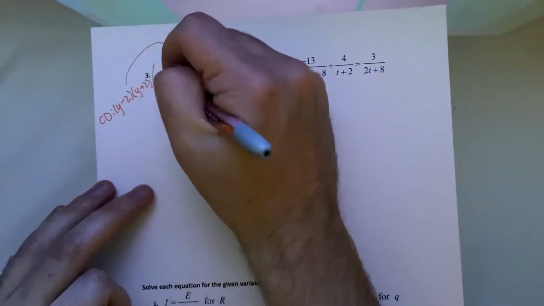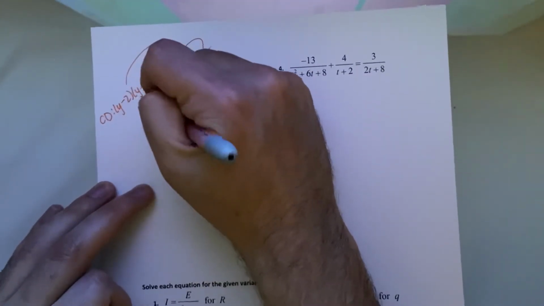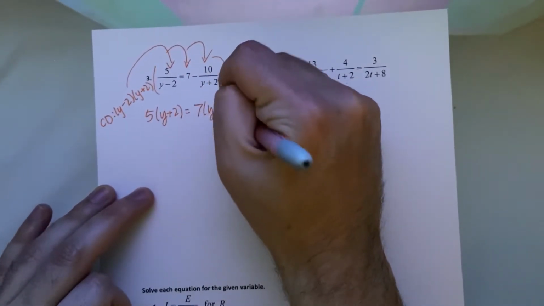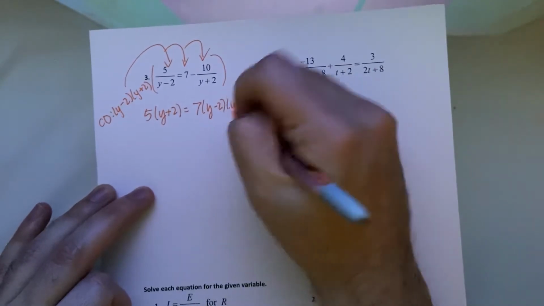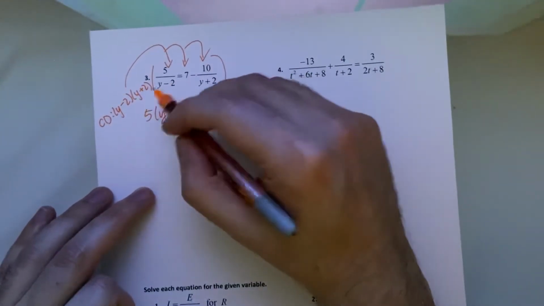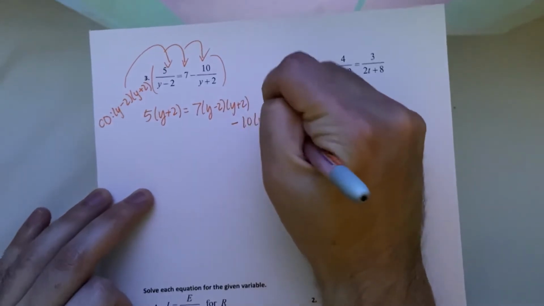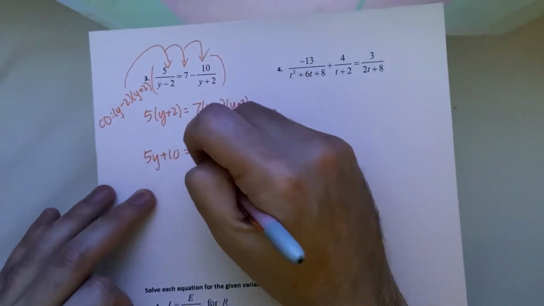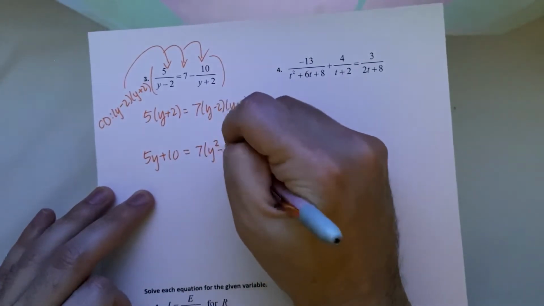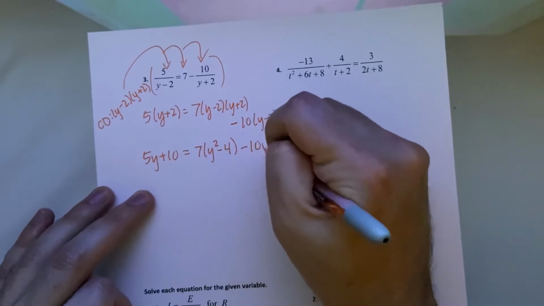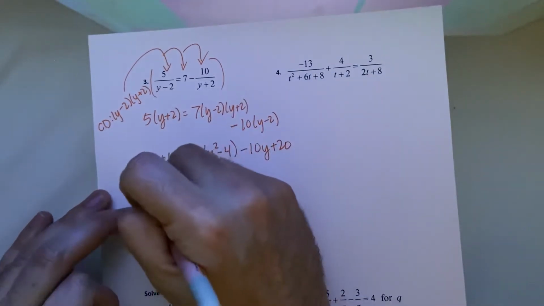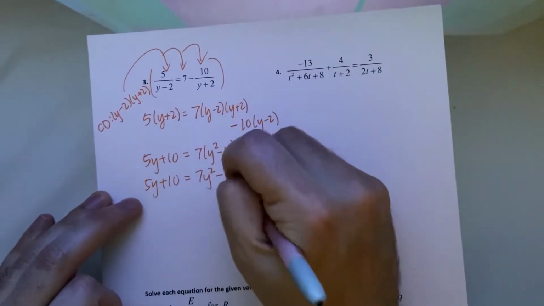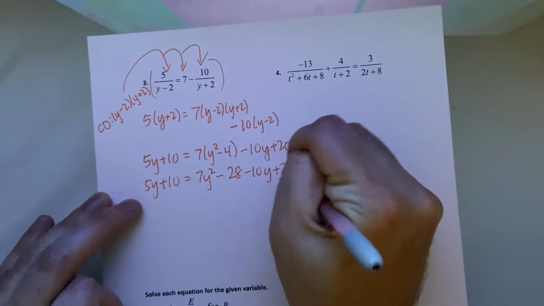So in the first fraction, we have the y minus 2, but no y plus 2. The 7 is going to get both the y minus 2 and the y plus 2, whereas the 10 already has over y plus 2, so the y plus 2's cancel, so it's just 10 times y minus 2. So we've got 5y plus 10. This is 7 times y squared minus 4, minus 10y plus 20. This is 5y plus 10 equals 7y squared minus 28 minus 10y plus 20.